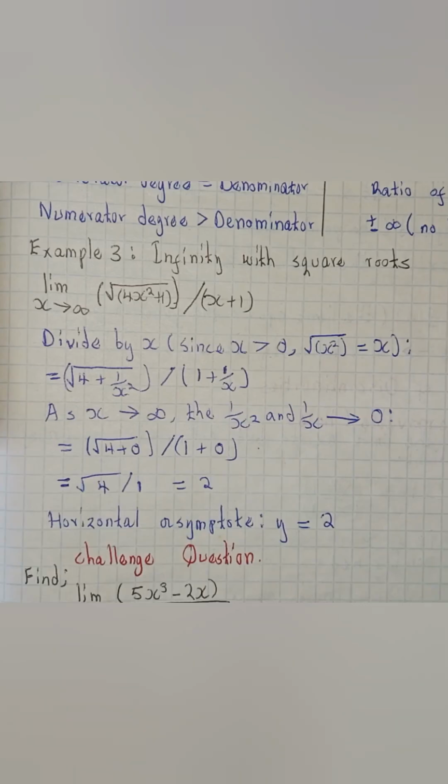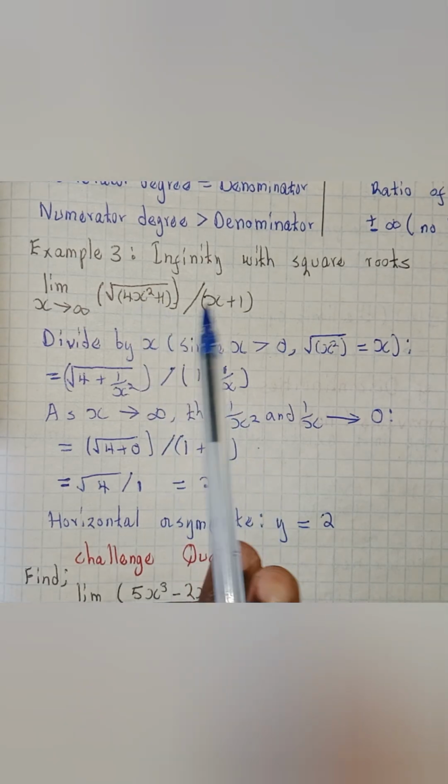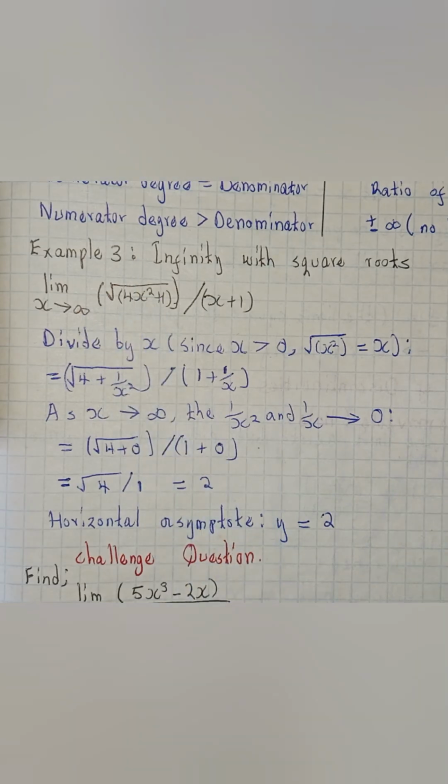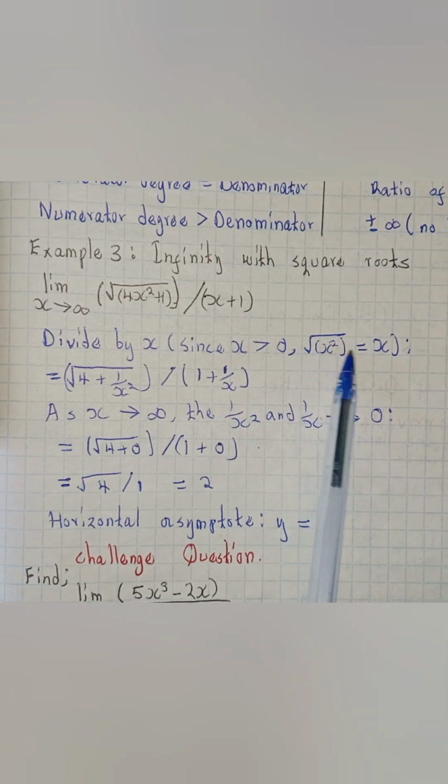Example 3, infinity with the square root. Find the limit of the function square root of 4x squared plus 1 divided by x plus 1 as x approaches infinity. We divide everything by x, since x is greater than 0 and the square root of x squared is x.